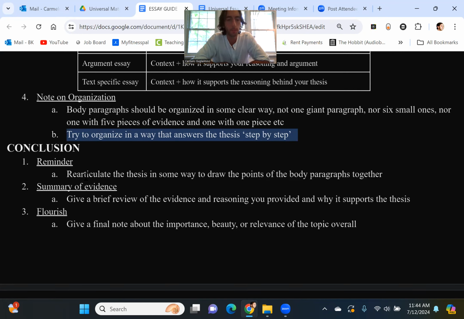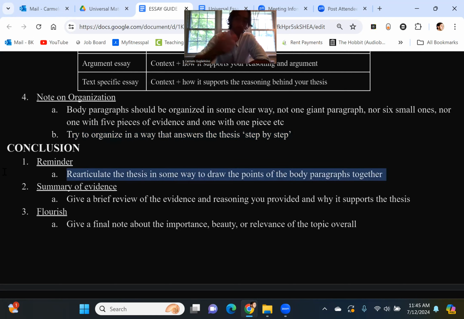First and foremost, you want to begin with a reminder. You want to bring us back to what it is that we were actually trying to say in the thesis, right? Remind us what your thesis was. What that does for your readers is that it shows us that your reasoning is clear, that you're focused, right?